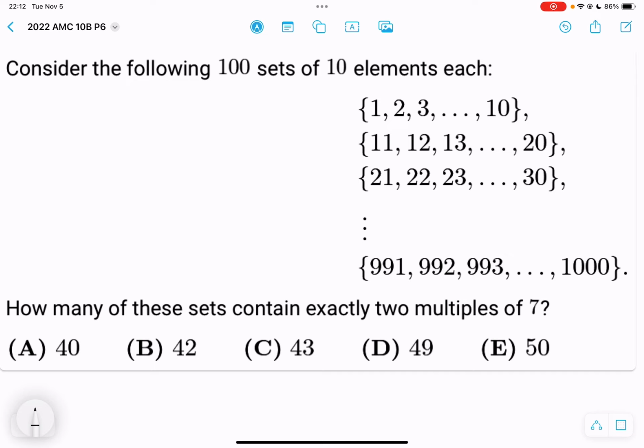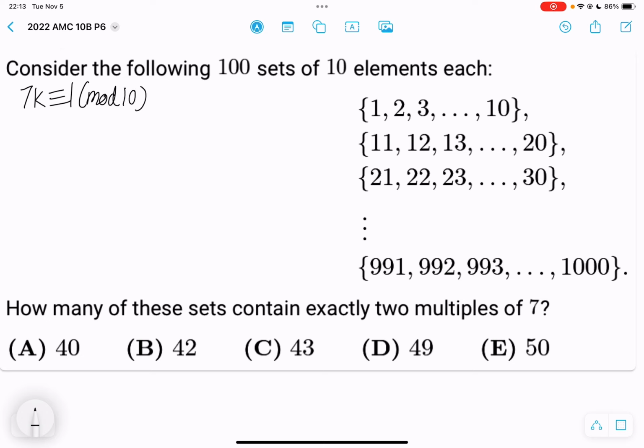To contain 2 multiples of 7, there has to be a multiple of 7 at the front of the set, from 1, 2, 3, 4, etc. And then also one multiple of 7 at the back of the set, like 8, 9, 10, stuff like that. So what exactly are the requirements so that we have 2 multiples of 7? Well, if we call the front number 7k, it can have a remainder of 1 when it's divided by 10.